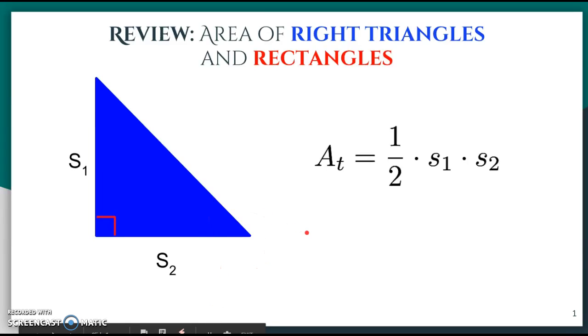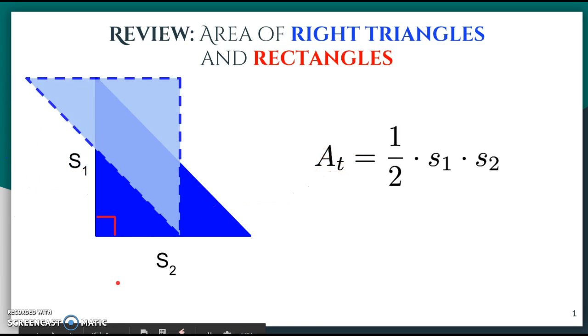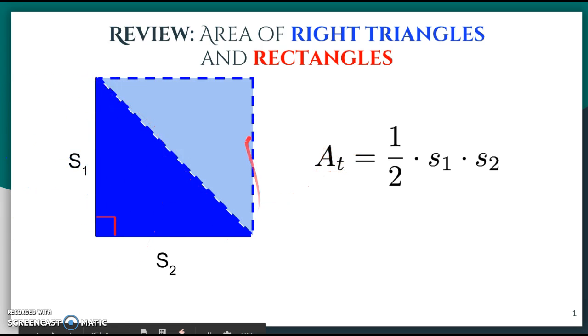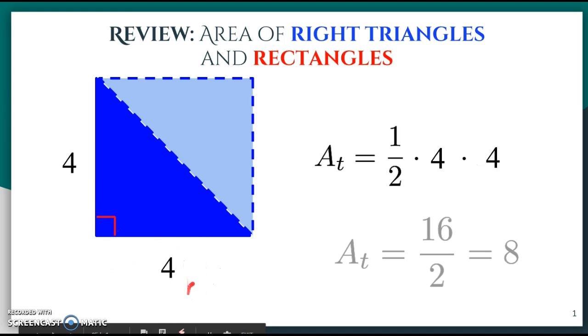Let's review the area of a regular right triangle. If you recall from our last session, we determined that if we multiplied side 1 times side 2 and divided by half, we get the area of a triangle, because it's exactly half that of the square. So let's say that the side is 4 and this side is 4. We get 4 times 4 divided in half, or 16 divided by 2 equals 8.